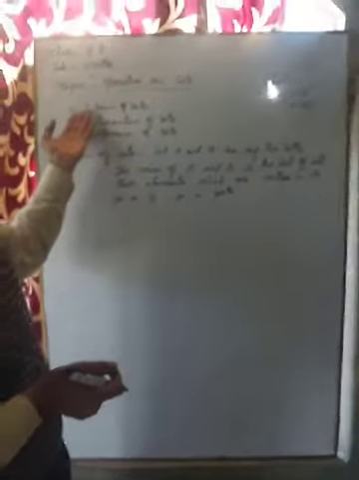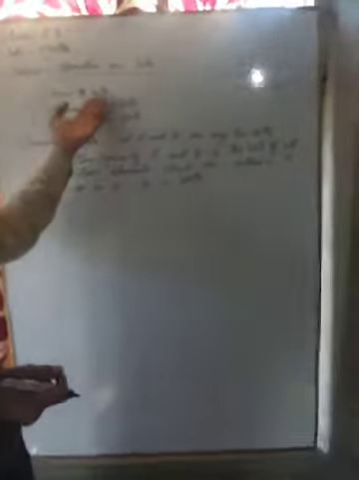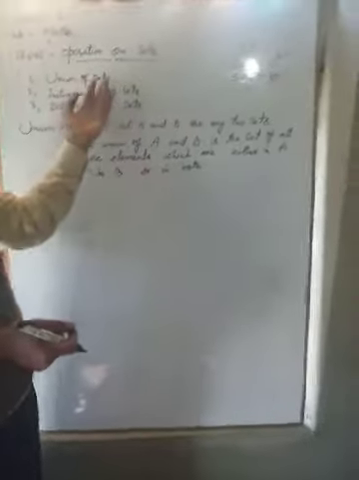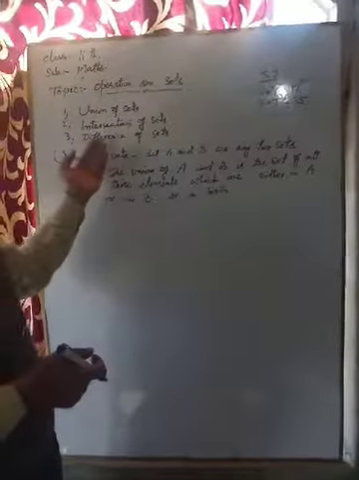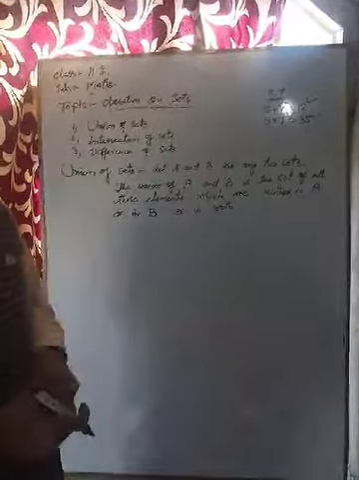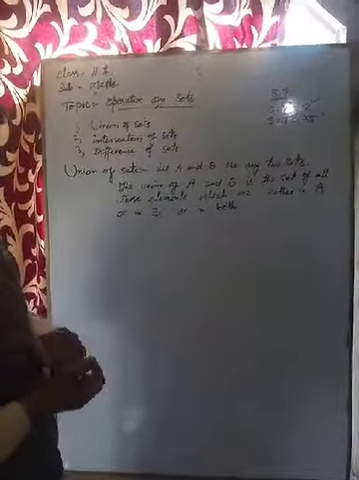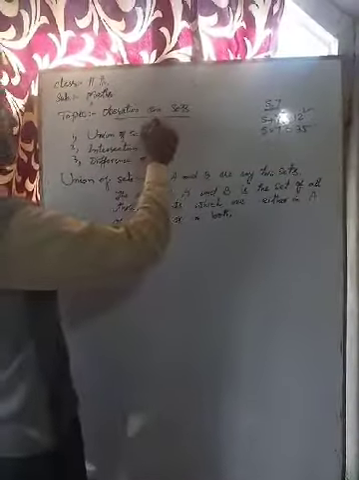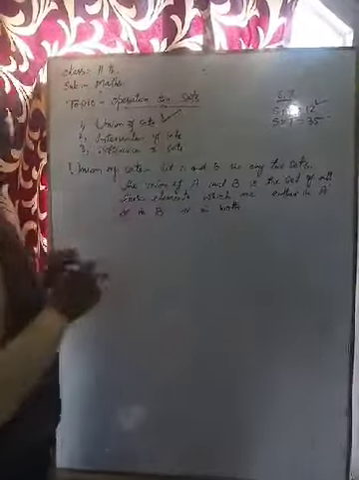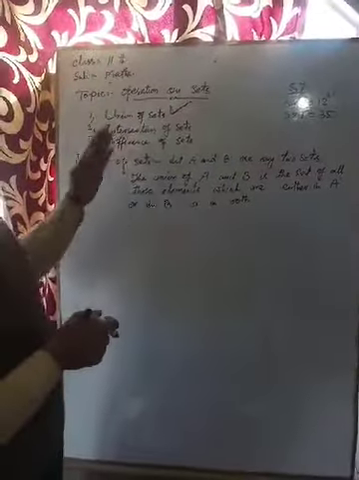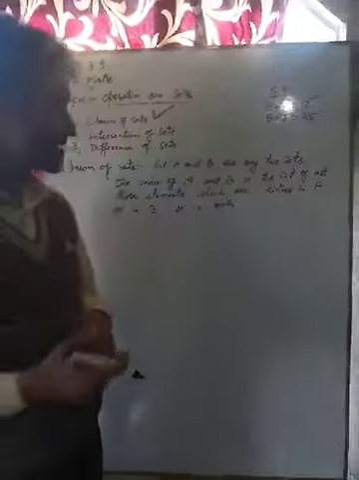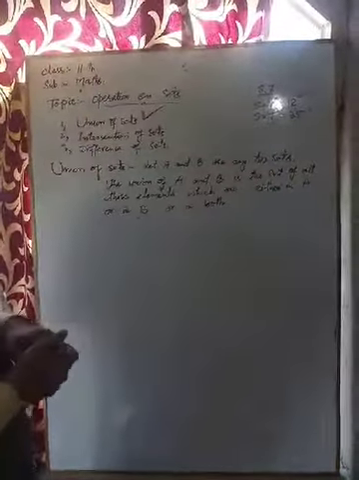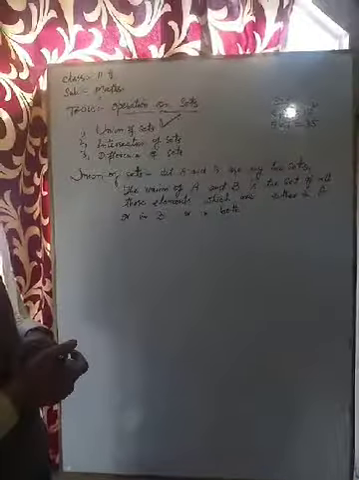The first operation we will perform is union of sets. The second is intersection of sets. And the third one is difference of two sets. Now let us take the first one, union of sets, and we will try to understand in a short period of time what we mean by union of sets.